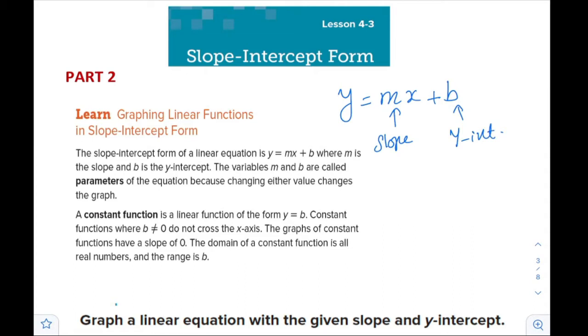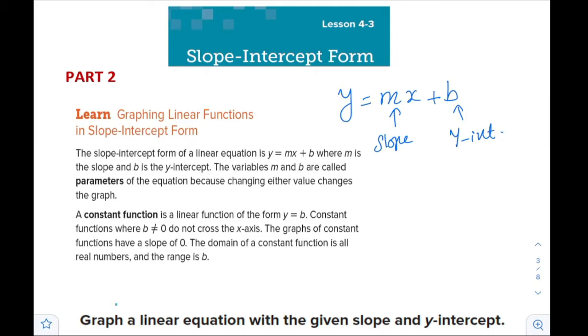The M and the B are called parameters of the equation because they are changing values. If we change the slope, the shape of the graph, the shape of the line will change depending on the constant and depending on the slope.